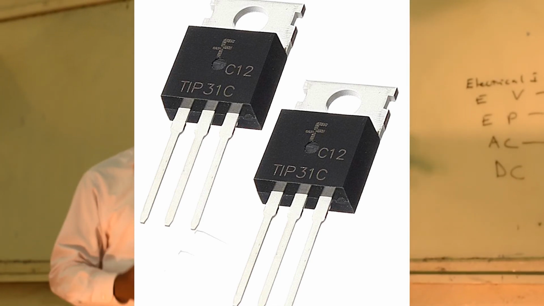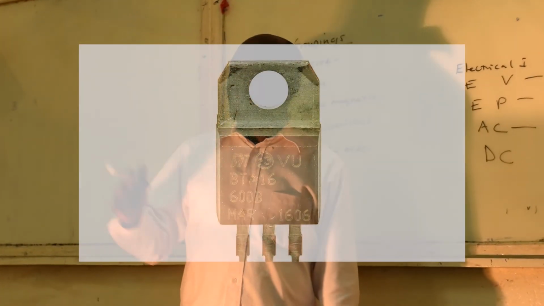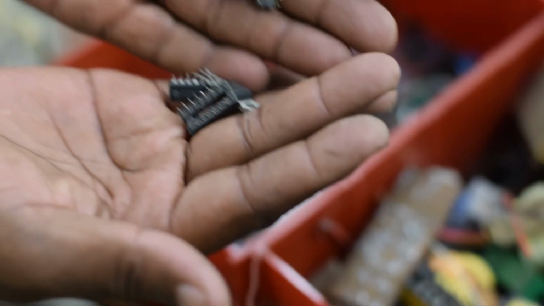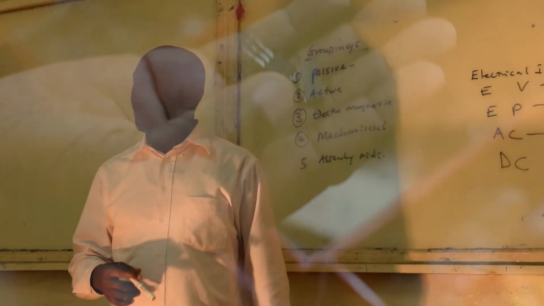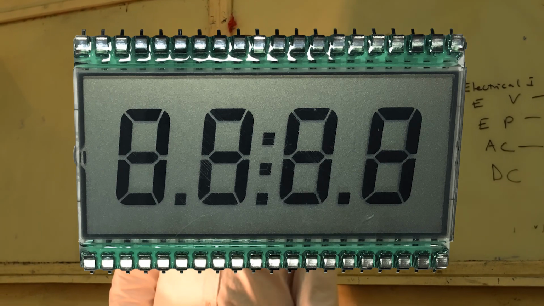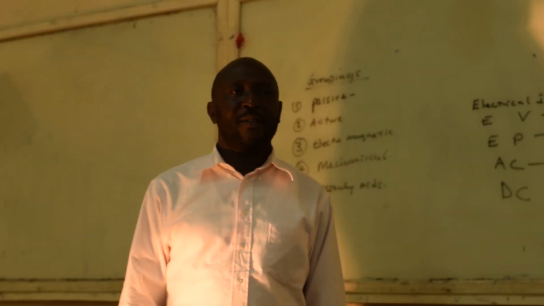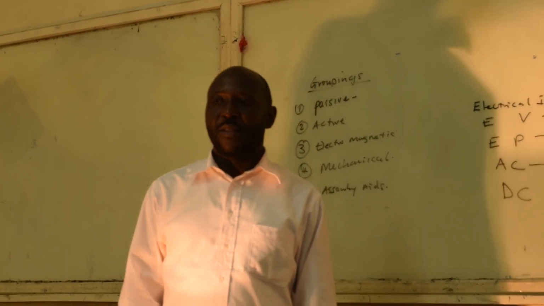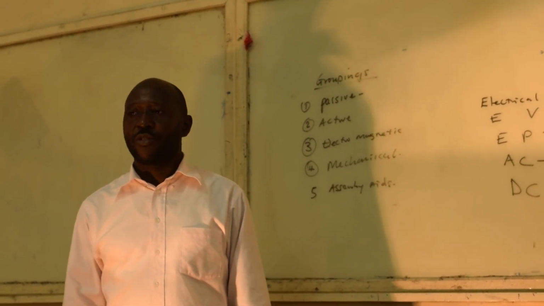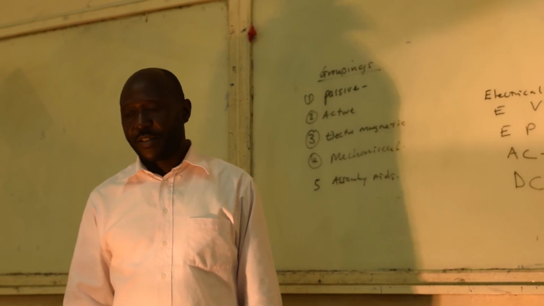We shall also look at thyristors, triacs, diacs, integrated circuits, coils, liquid crystal displays, Hall effect sensors, and so many other components that are used in the construction of electronic circuits.